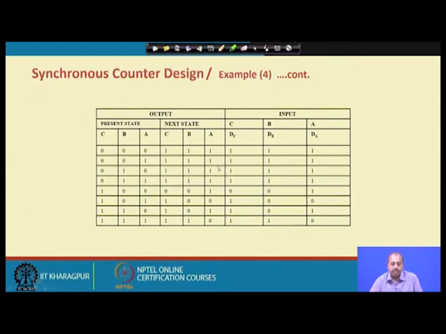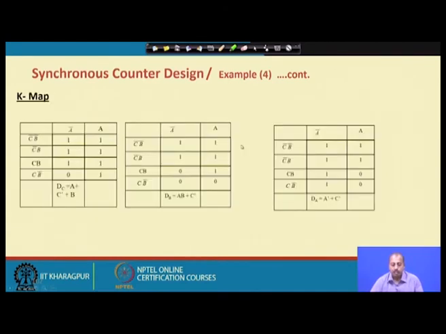This way we can make this table, just as we were doing it for the JK based counter. We can make this D flip flop based counter and get the design. Then we take it to the Karnaugh map, and in the Karnaugh map we can do the minimization for DC, DB and DA. They will turn out to be like this: DA is A bar plus C bar, DB is AB plus C bar, and DC is A plus B plus C bar.